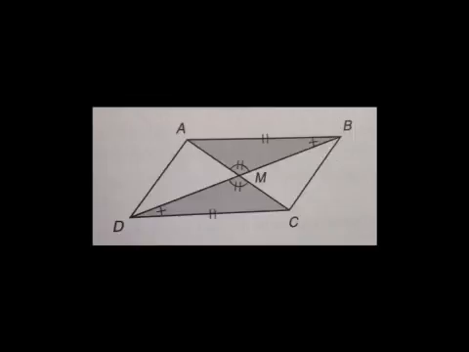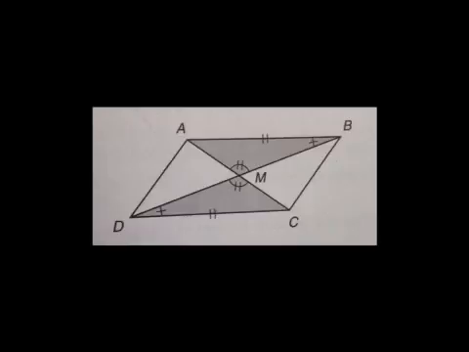Lots of different things are true here. Let's look at a couple of those. We know that this angle and this angle are the same because they're vertical, they're opposite. We also know that this angle and this angle are the same because they're opposite.